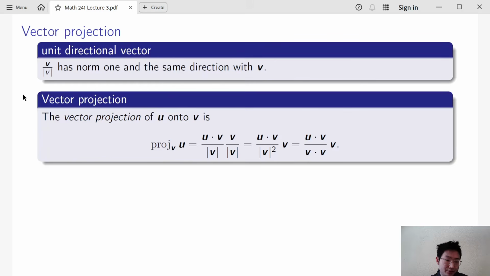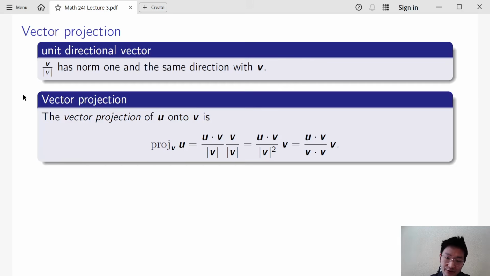There's another way to define the projection, which is the vector projection. Now, instead of a real number, we define it as a vector. This vector has the same direction as v if the angle between u and v is less than pi over 2. If the angle between u and v is greater than pi over 2, then it has the opposite direction of v.